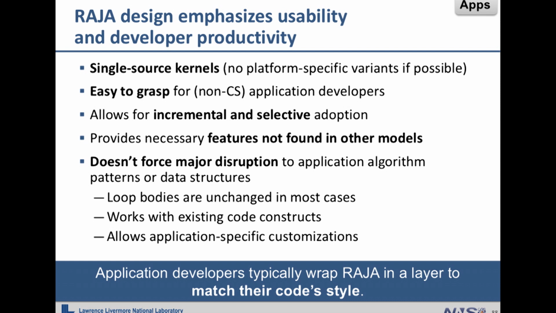And these 3 points are basically very important for us. The loop bodies have to be unchanged as much as possible. That's where most of the intellectual energy went into these codes, right? People can write for loops all day, but the actual physics that's in the loop, that's the hard part. It has to work with the existing code constructs. We don't want to disrupt their existing data structures and have to tear all that apart. And basically allowing applications to customize these constructs to make it more natural for them.